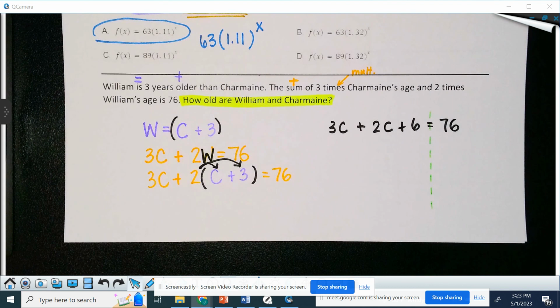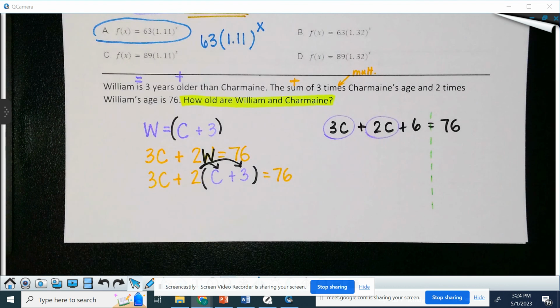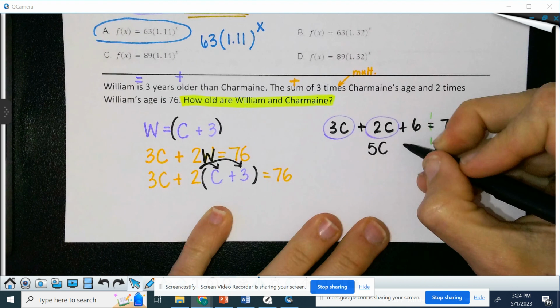Combine like terms on one side, right? Good. So we're going to combine like terms with our 3C and our 2C, and we end up with 5C plus 6 equals 76.